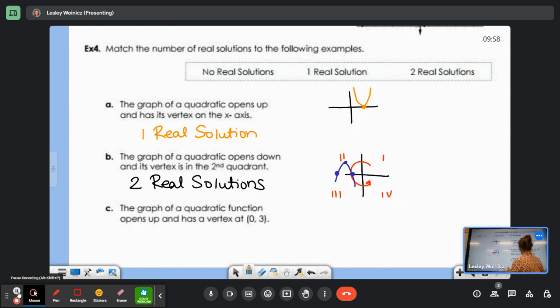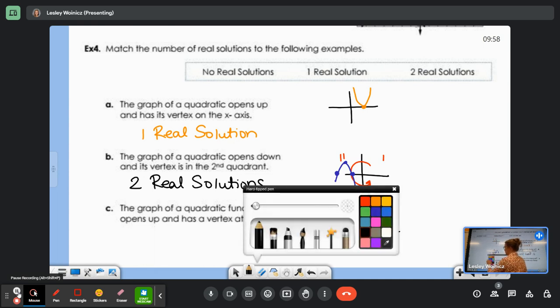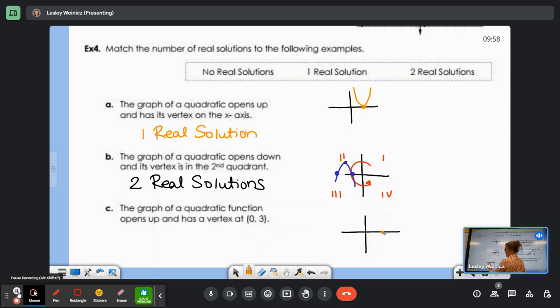Okie dokie. Now we want a vertex at 0, 3 and opening up. So just be careful where you put the 0, 3. 0, 3 is not here. It's up here. And then we're going to open up. So this one never hits the x-axis, so this one has no real solutions. Okay, that's it.